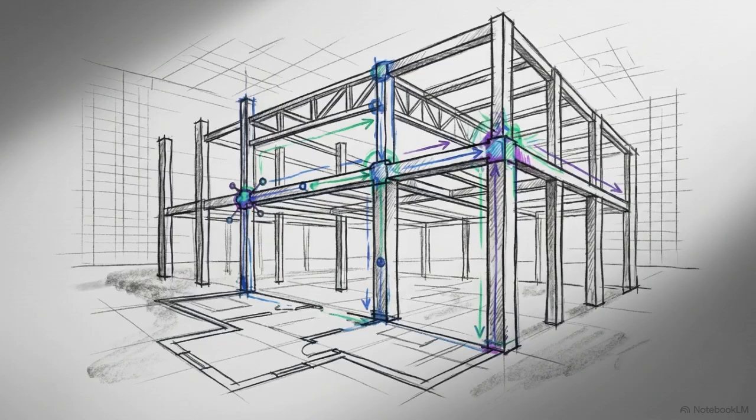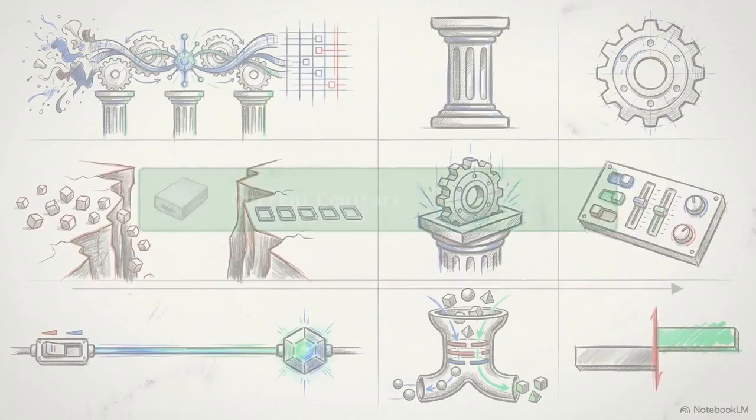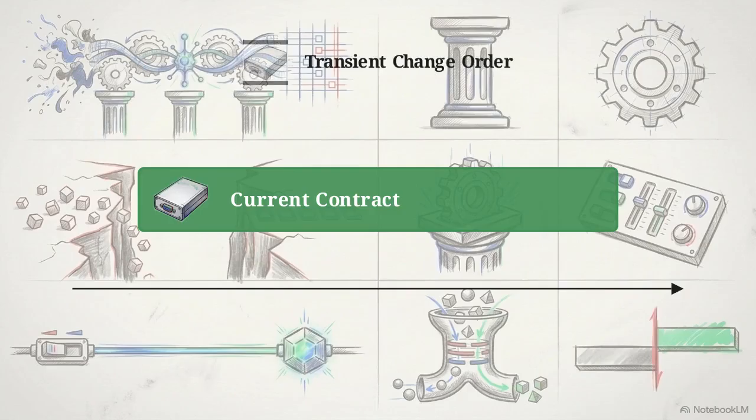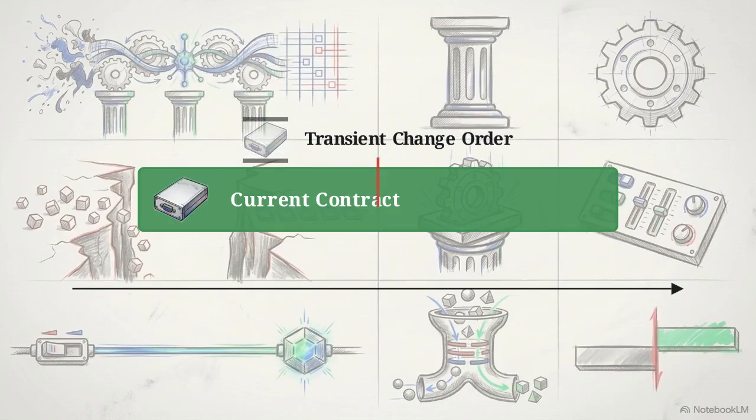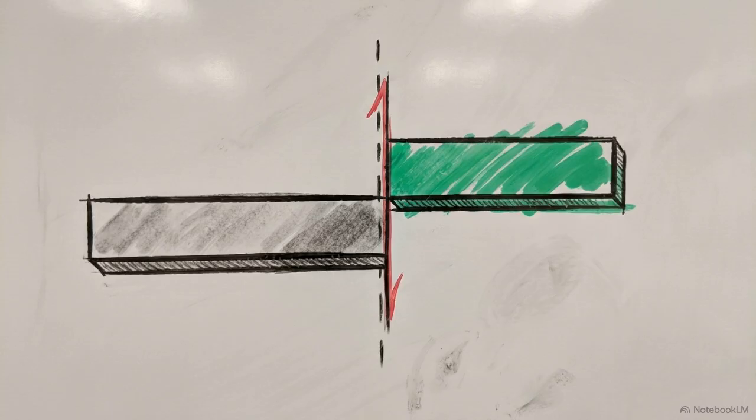To maintain financial auditability when a customer modifies their service, the system uses the Business Transactions Maintenance Framework, or BTMF. A change process is initiated through standard SOAP APIs, such as CRM_ISX_BTX_API_cont_change. This process generates a transient change order based on the current contract, rather than overwriting existing data. When that change order merges back into the main contract, it creates time slices. The timeline fractures at the moment of change. The previous state is marked technically inactive to preserve history, while the new slice becomes technically active.